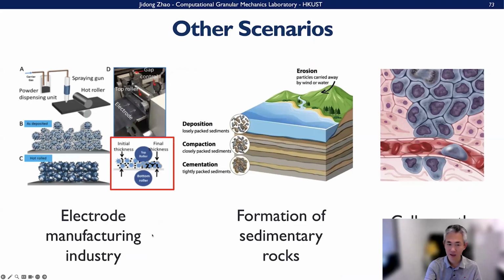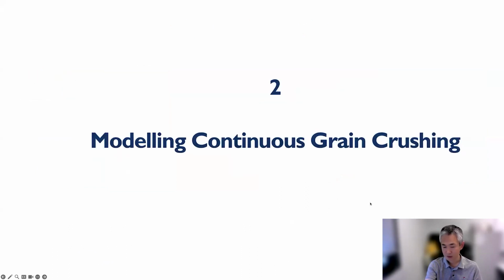For example, we study the electrode manufacturing process to look at the performance of the battery. And we can look at the formation of sedimentary rocks and how to understand their geological behaviors. And because we see deformable granular particles, we can also look at cell growth, or we can look at blood flow, or how blood cells transport in the vessels in those kinds of processes here.